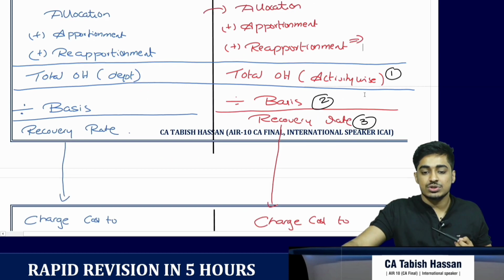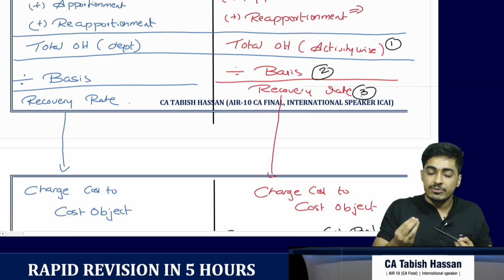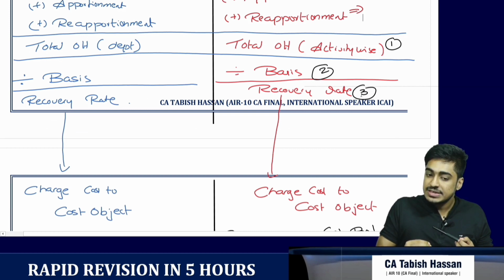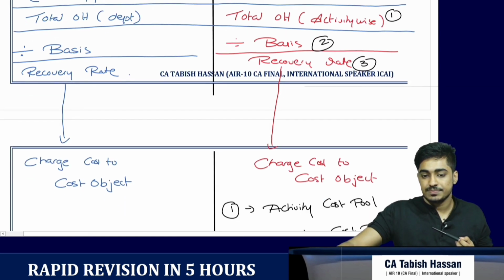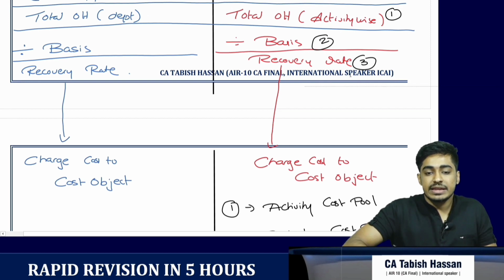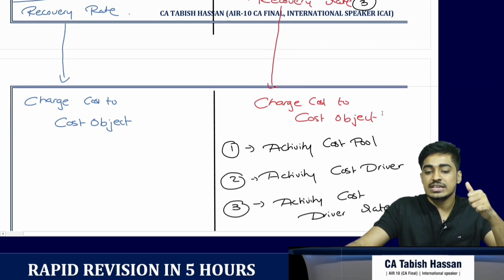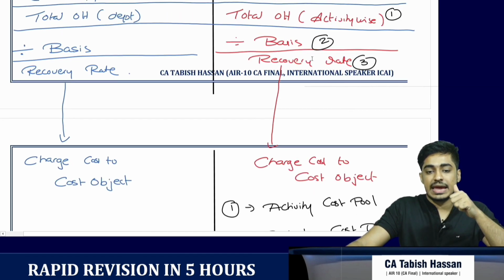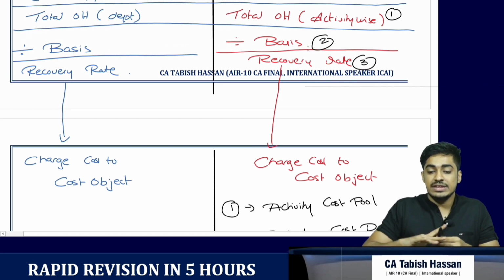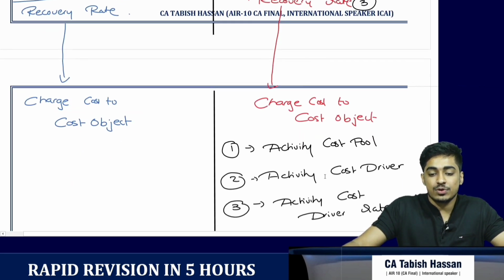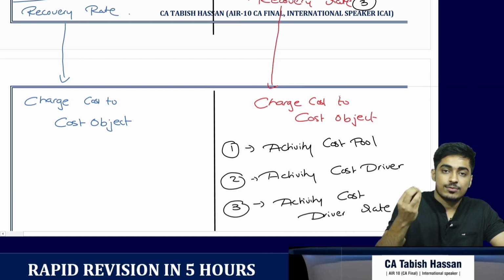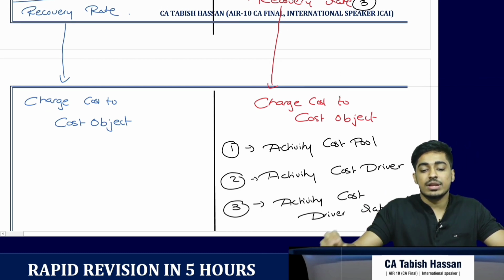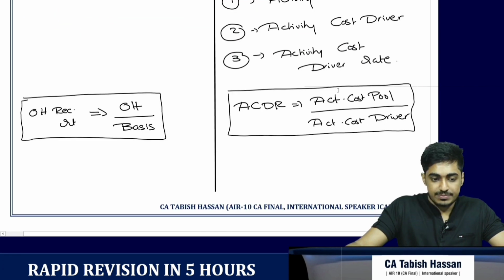Again, we are comparing it with the suitable basis. We get the recovery rate, and based on the recovery rate activity wise, we charge the cost to cost object. Okay, simple. But here, the total overhead activity wise, we call it by a name. We call it as activity cost pool. And again, the basis. Okay, what drives the cost of activity? What is the basis? We call it by the name activity cost driver. And the recovery rate for activity based costing, we are calling it as activity cost driver rate.